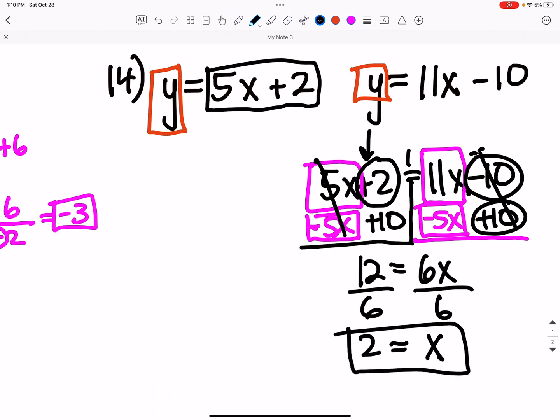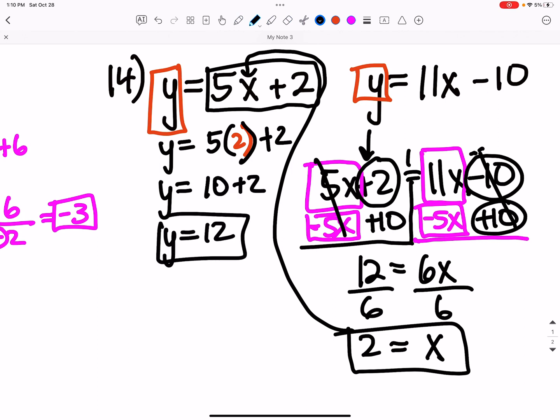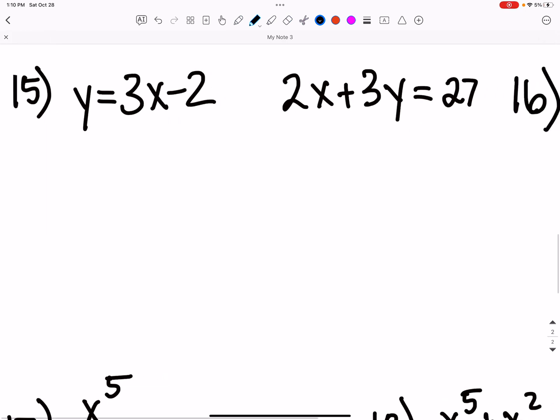All right, now that we know x is 2, I can plug this in right up here for the x. So my y should be the same thing as 5x plus 2. So my y should be the same thing as 5 2's because x is 2. 5 2's plus 2. Y is equal to 5 2's is 10 plus 2. Y is equal to 12. So our answer is 2 comma 12. Always in alphabetical order.